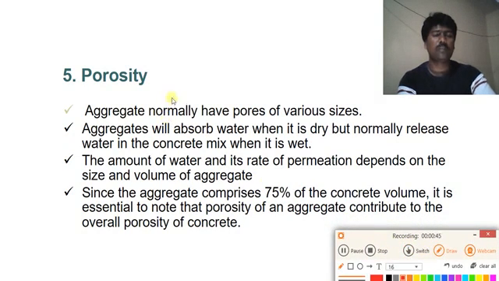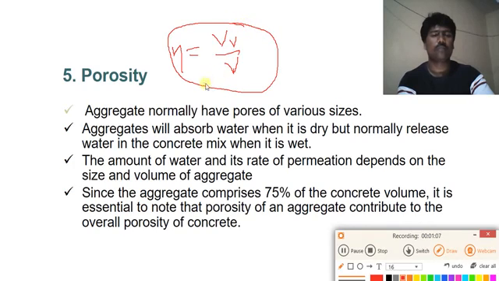Porosity is nothing but, generally, porosity is a term which is notated with eta, that is n, and it is defined as the volume of voids by the total volume. So this defines the porosity of soil. As the soil has pores inside it, this is for soil structure. The aggregates also have some pores in them. These pores are of various sizes.